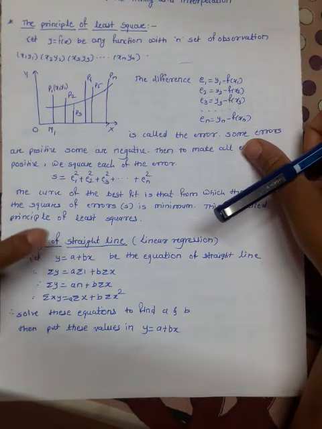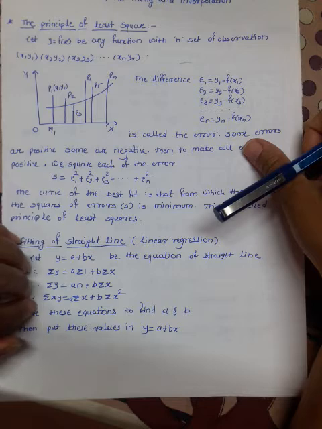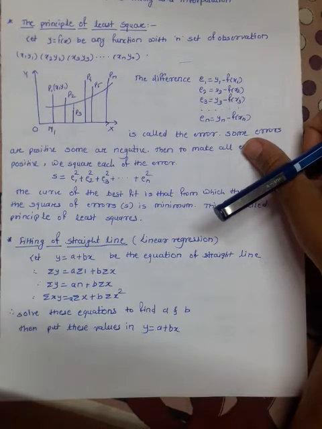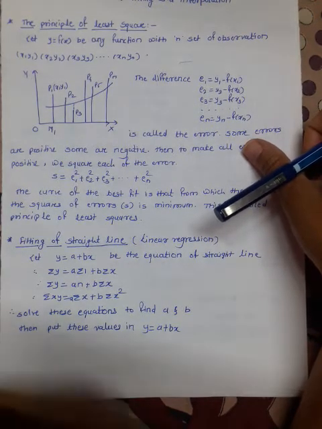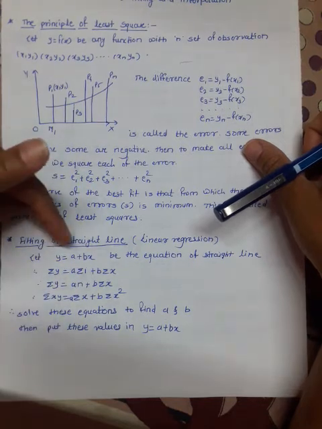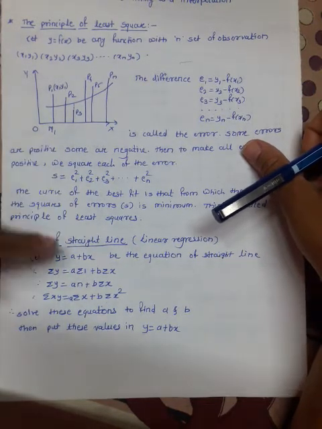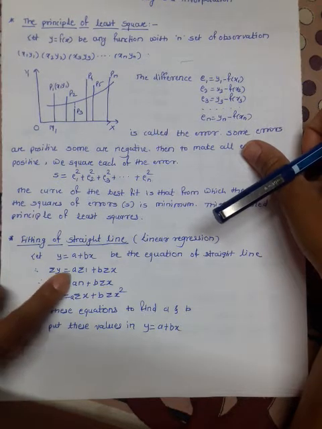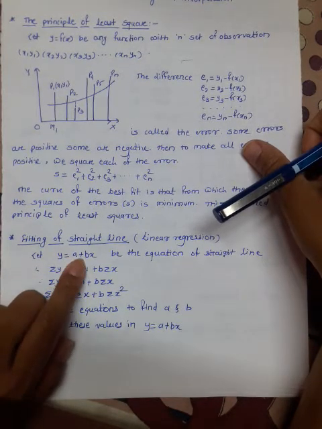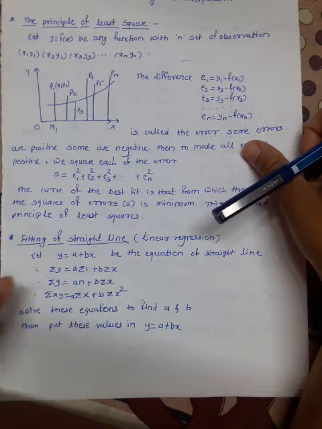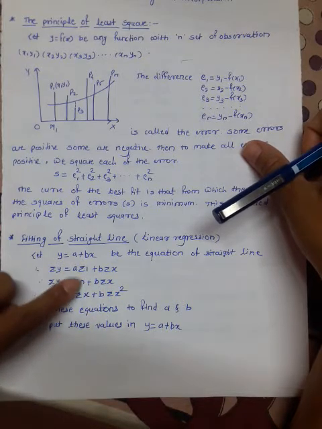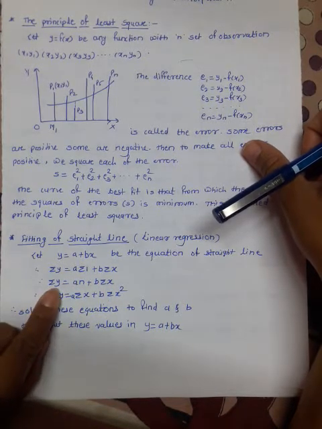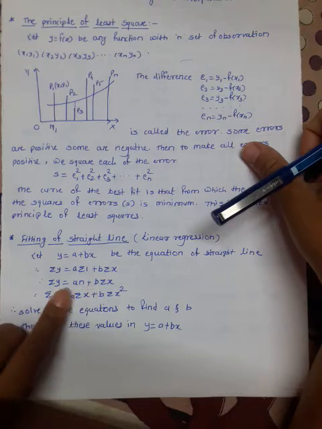For fitting of a straight line, you have to follow these steps. First, y is equal to a plus bx. In some examples, they have already given the equation. What we have to do is take the sum. First step, take summation on both sides. We get summation of y is equal to a into summation of 1 plus b into summation of x. Now summation of 1 becomes n. This is the first equation in sum.